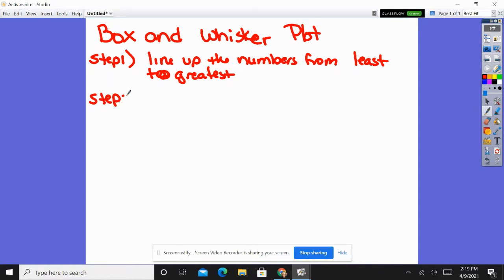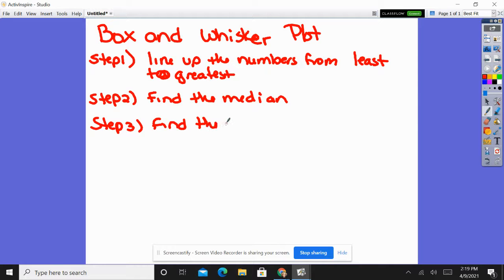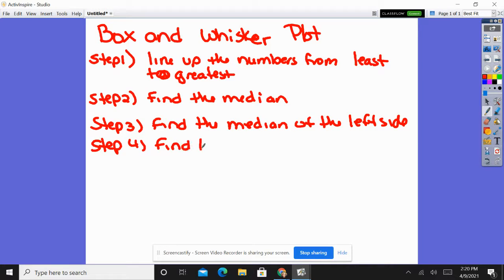Step 2, you're going to find the median. And then step 3, and this will make sense in a minute, find the median of the left side. And then step 4, find the median of the right side. And you'll understand this in just a second when I do this.